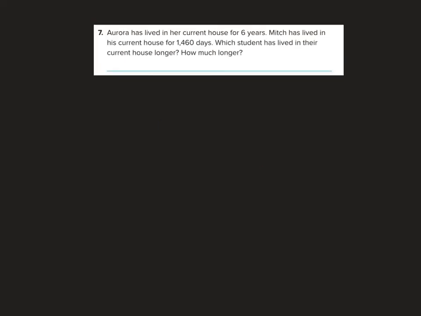Aurora has lived in her current house for 6 years. Mitch has lived in his current house for 1,460 days. Which student has lived in their current house longer? It doesn't tell us what our answer has to be in, so let's change 6 years to days. 365 times 6. Now remember what I said, there would be a leap year in there. Actually there's 365.25 days in a year. Let's be exact. Now, yes and no.